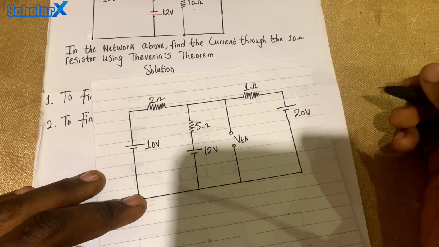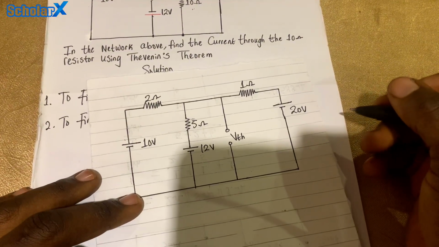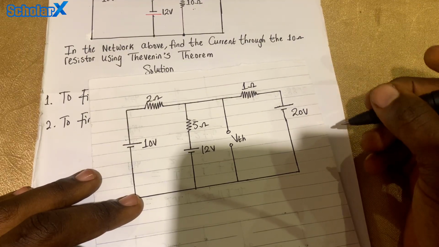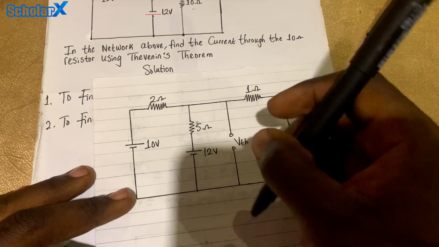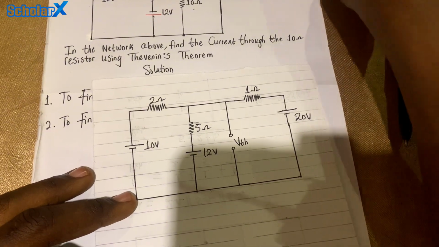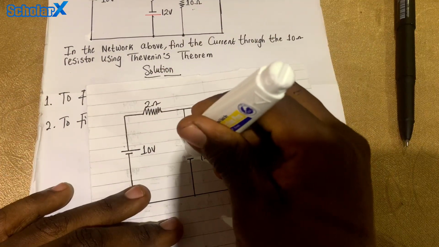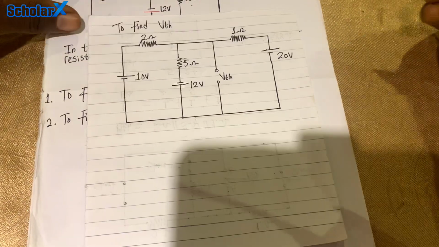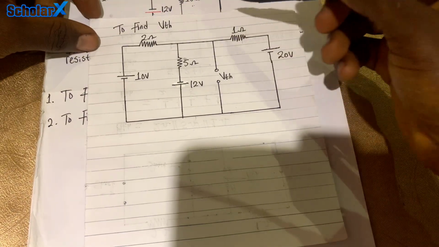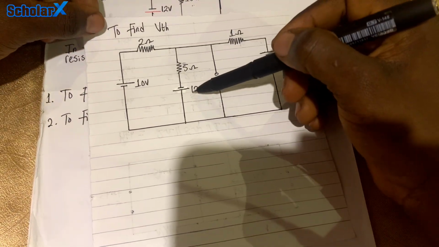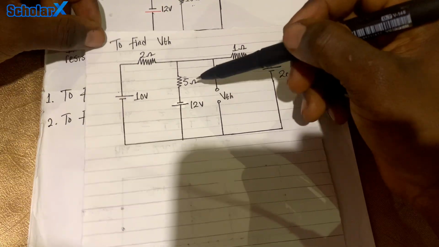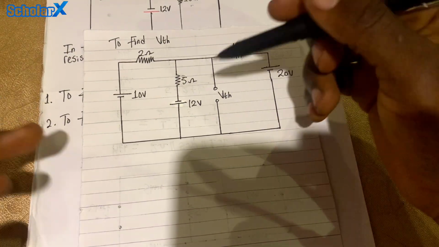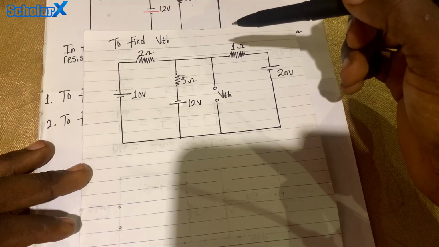All right, this is what we have here. Sorry, this is supposed to be negative and then positive. Let me make a correction to this. Don't forget that all we are doing is to find VTH. So this is the correct placement of our voltage source here, that's for the 12 volts. So this is what we're going to have. We want to find VTH.